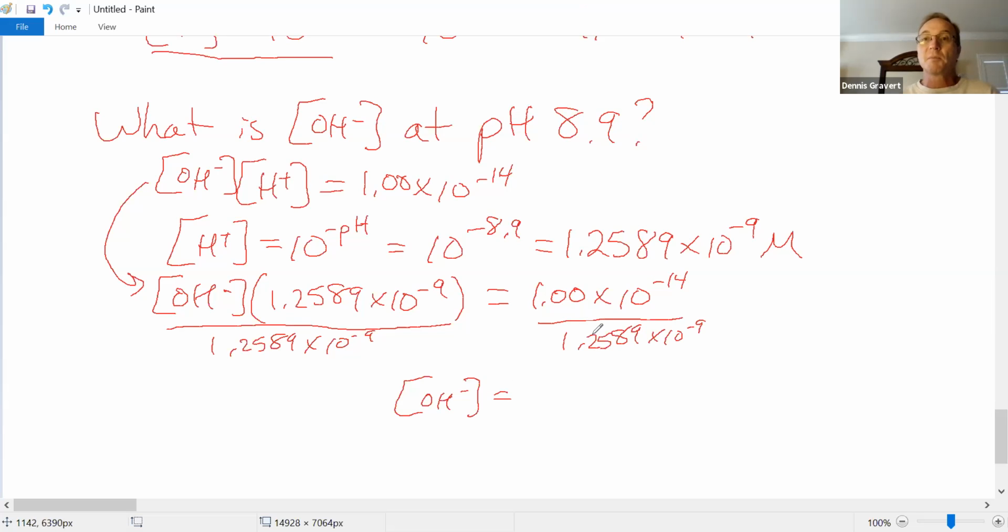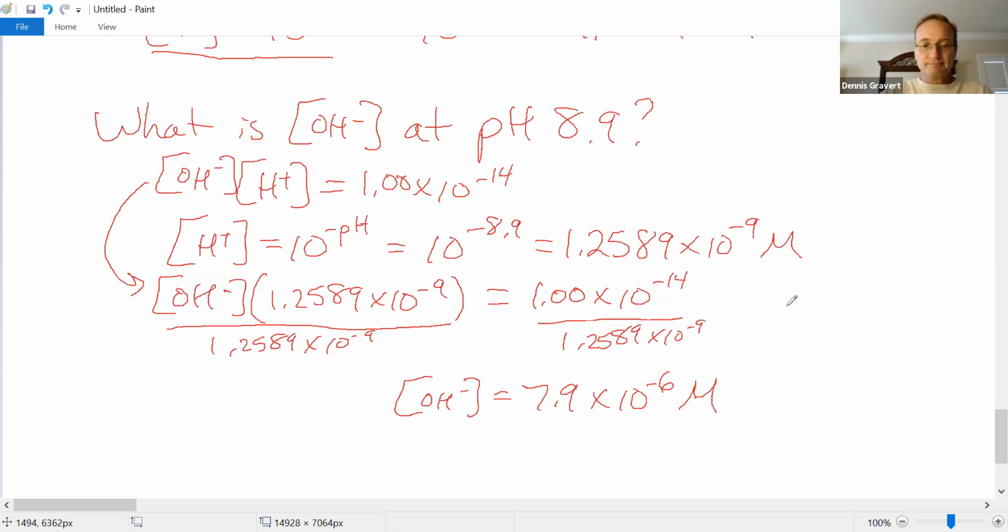If you put these numbers in your calculator correctly, that could be challenging if you're not used to putting scientific notation in your calculator. You could get your calculator to give you bad answers. So be careful and find out how to do that. Here, let me give you the answer first. If you put this in your calculator correctly, you should get, to two significant figures, 7.9 times 10 to the minus 6 molar, right? Brackets means molarity.